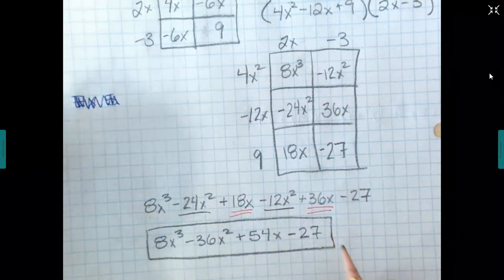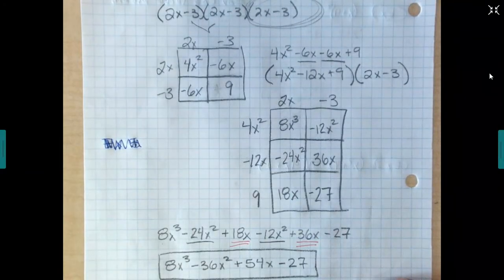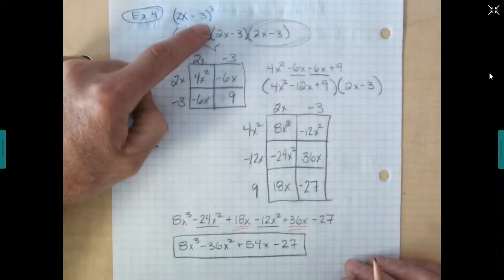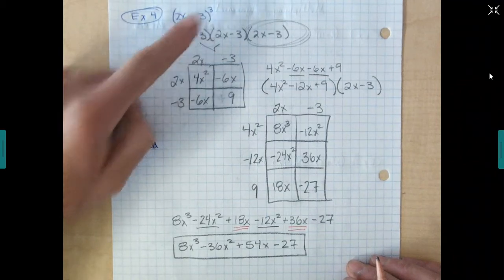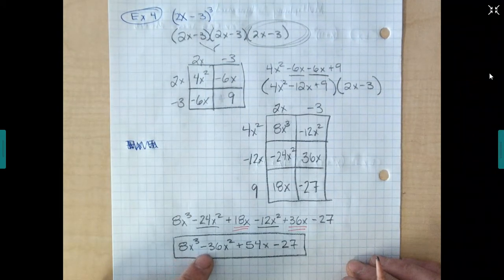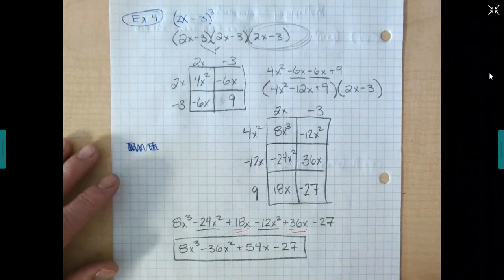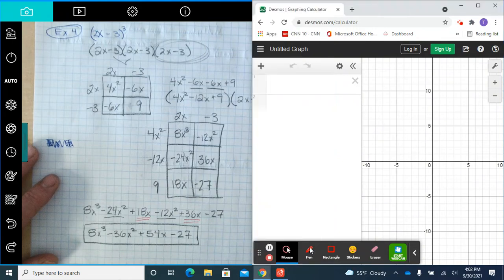So that right there is 2x minus 3 cubed. 2x minus 3 cubed equals 8x to the third minus 36x squared plus 54x minus 27. So that's what it equals. If you have any questions, let me know. Give it a go. Good luck with your homework.